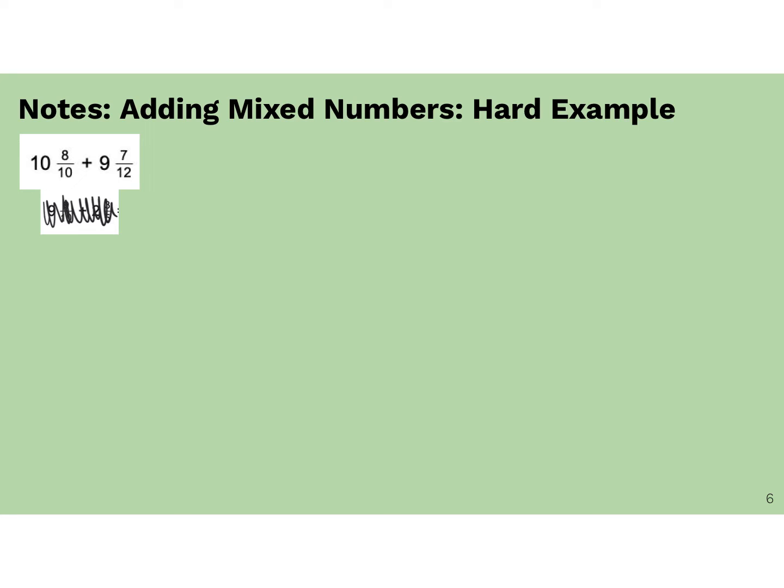So you should have the right version. Sorry, I had to scratch this out. So again, I'm not going to write step 1, 2, and 3 because they're the same. So we're going to write this vertically. So we have 10 8/10 plus 9 7/12. I'm going to add my fractions.